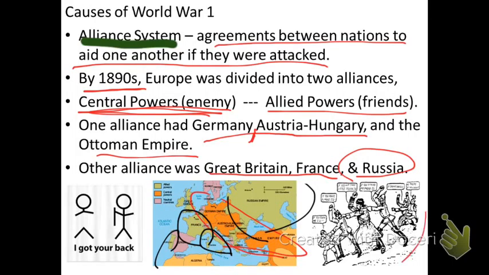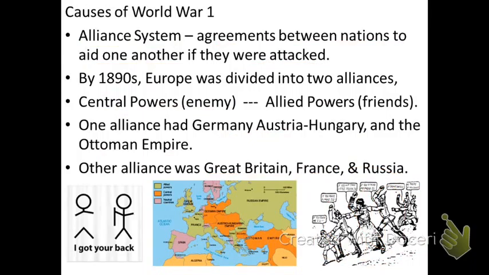And here's a little bit of an illustration down here of that, where you have Serbia and the English and the Russians and the French, all kind of, I've got your back, I'm going to protect you. All right, let's move on to the next slide.